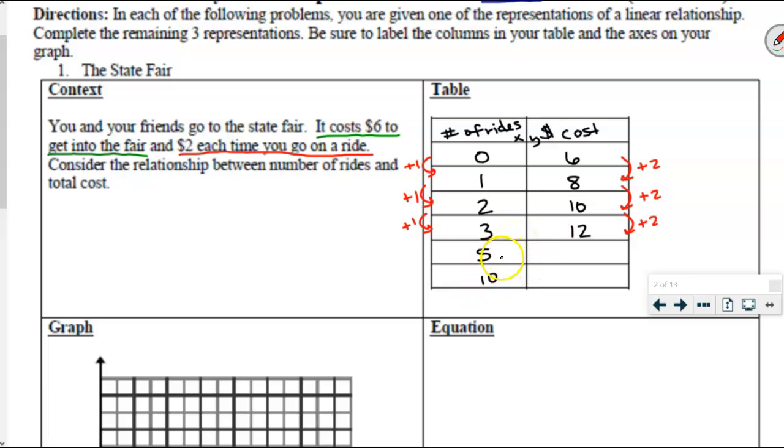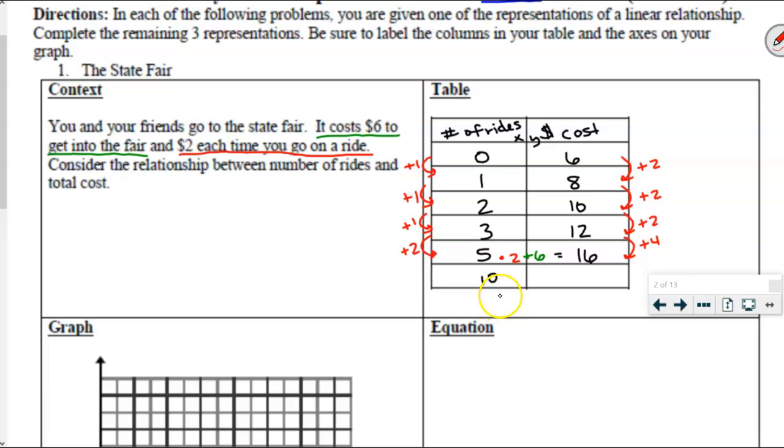So when I go on 5 rides, that's $2 for each of those rides. But remember, we're not just paying for the rides. We also have to pay an extra $6 because we got into the fair. Great job. So 5 multiplied by 2 is 10 plus 6 is 16. Another way that we can look at this, and I love that strategy, that leads very nicely into our equation. How is that 3 changing to a 5? We added 2 extra rides. And if I add 2 extra rides, that's going to be $4 extra. 12 plus 4 is 16.